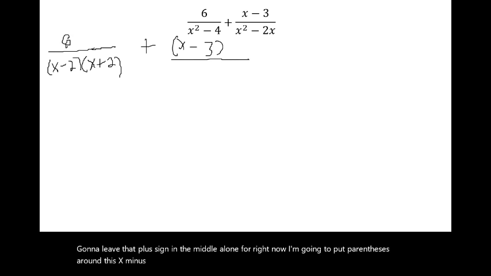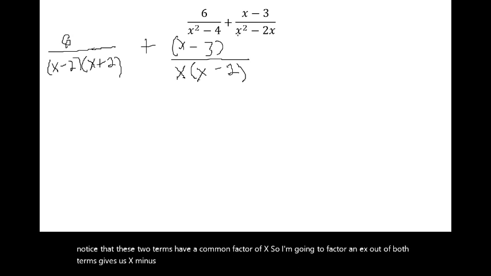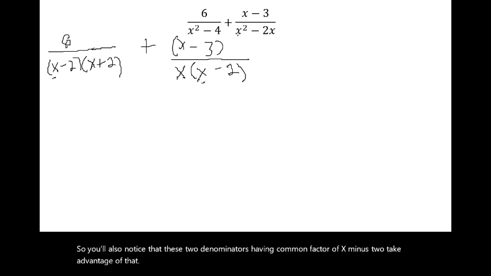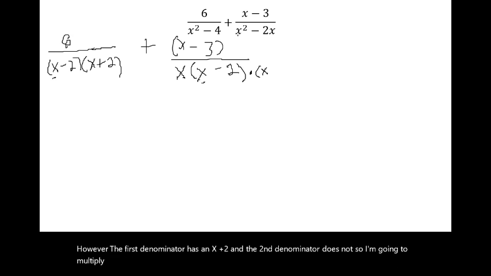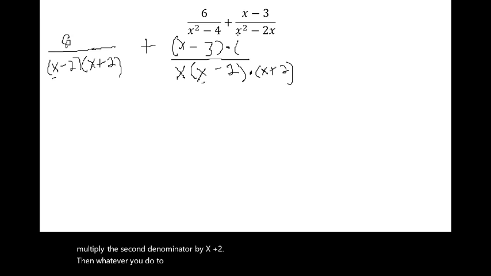And then I'm going to factor the second fraction's denominator. If you notice that these two terms have a common factor of x, so I'm going to factor an x out of both terms. Gives us x minus 2. So you'll also notice that these two denominators have a common factor of x minus 2. Take advantage of that. However, the first denominator has an x plus 2 and the second denominator does not. So I'm going to multiply the second denominator by x plus 2.